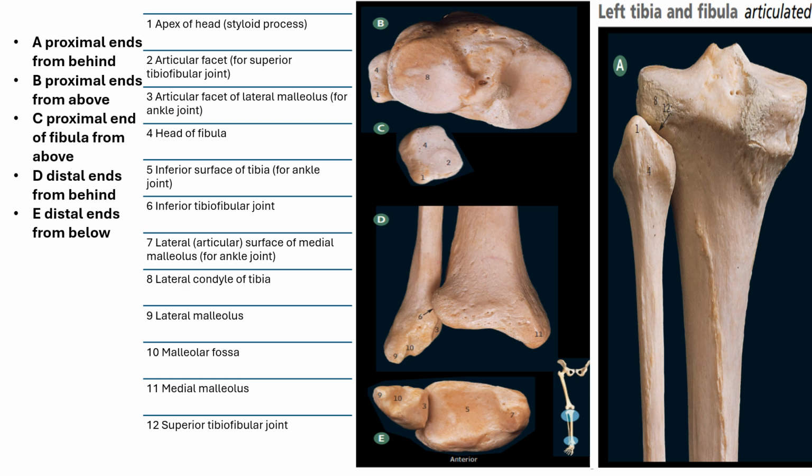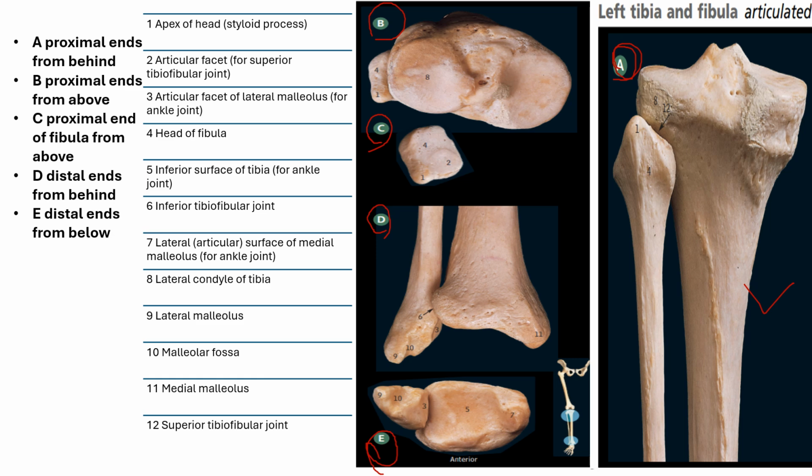Okay, so first, this one is the first image, image A. It is from behind, or we say from the posterior side. Image B is from the upper side or the proximal end. Image C is from above. Image D is the distal end, and E is the distal end from the below view.